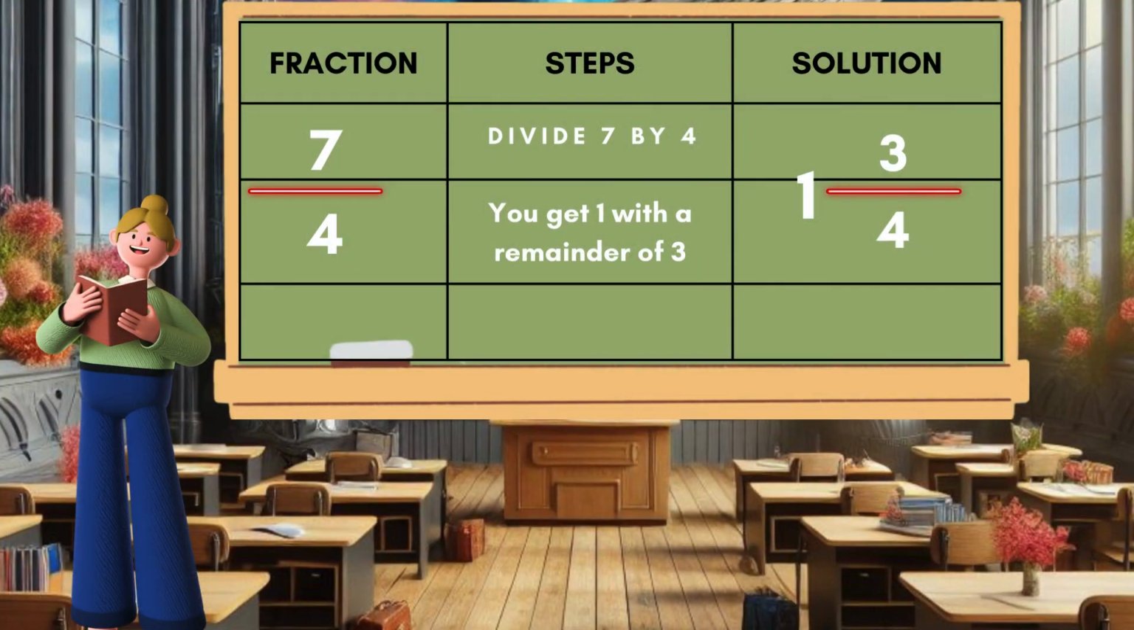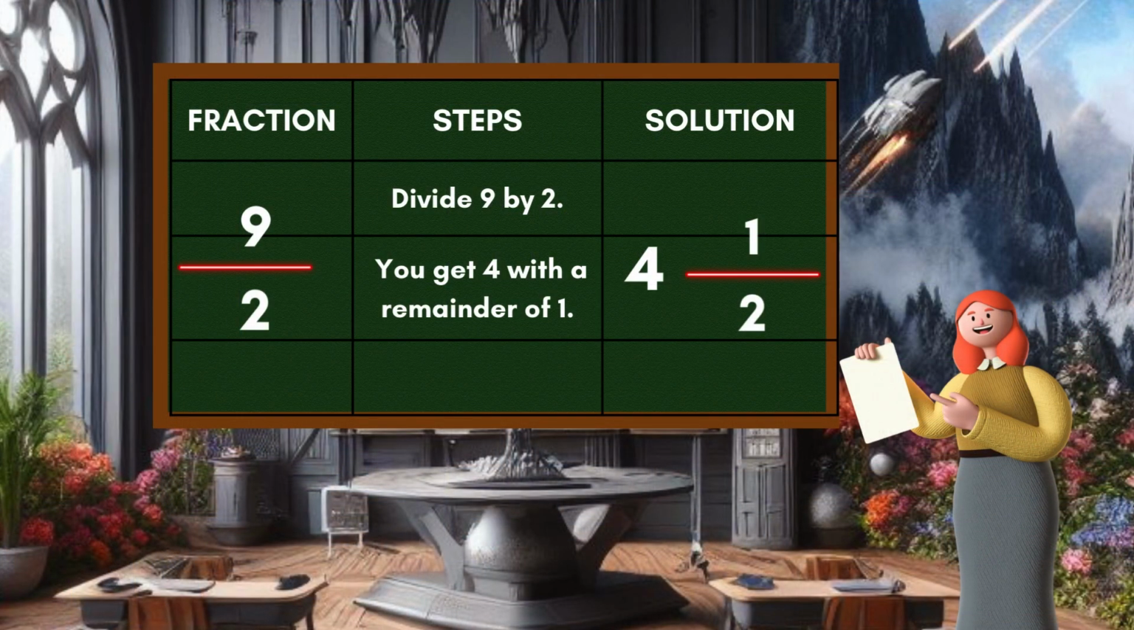Fraction 1, 7 over 4. The solution is to divide 7 by 4, which gives 1 with a remainder of 3. So the fraction becomes 1 3/4. Fraction 2, 9 over 2. The solution here is to divide 9 by 2. Once you divide 9 by 2, you get 4 with a remainder of 1. The mixed number is 4 with 1 over 2. You can also read this as 4 1/2.